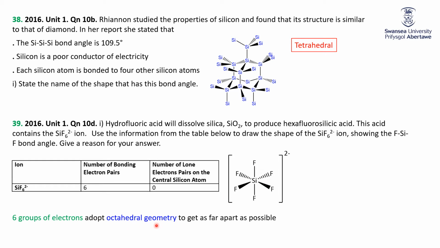It's an octahedron. The reason for octahedral geometry with 6 groups is that they get as far apart from each other as possible. The only way to get 6 groups as far apart as possible around a central atom is this nice little octahedron. You can think of it as a set of 3-dimensional axes if you want: the x-axis, the y-axis, and the z-axis. However you want to think about it, it's an octahedron with a 90-degree angle.